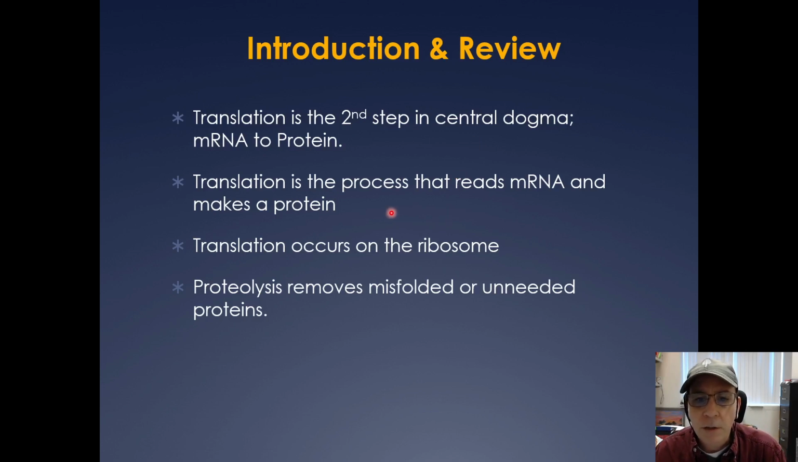And translation is the process that reads the messenger RNA and makes it into a protein, and this actually occurs on the ribosome. So I know some of you have probably already had this in great detail, but we're going to really focus on a lot of key steps in today's lecture. And in part B, we're going to look at some protein folding and then proteolysis, which can remove misfolded proteins or unneeded proteins.